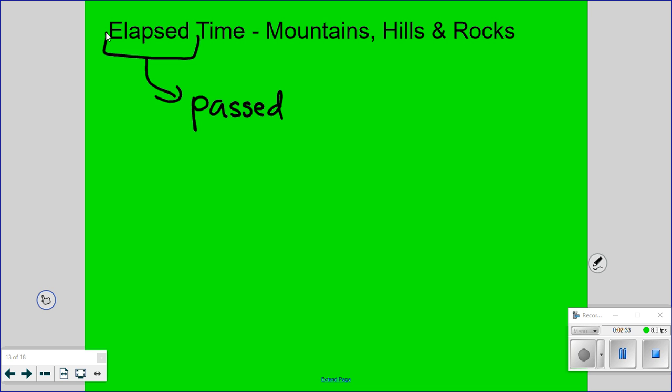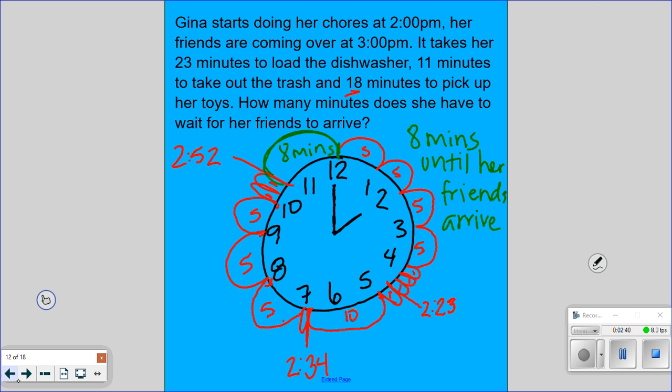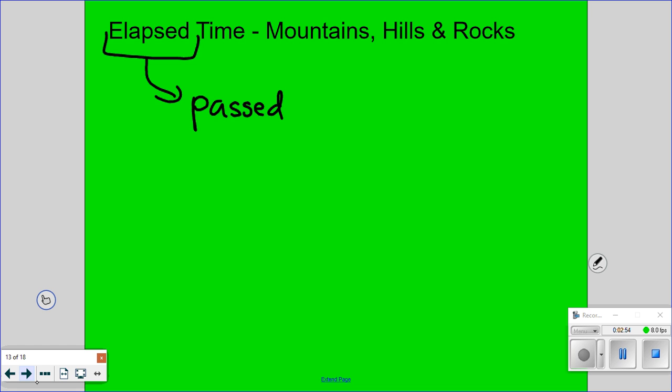So yesterday, when we were looking at elapsed time, we were using the clock as a circle number line to figure out how much time has elapsed. This can be hard sometimes, so I'm going to show you another strategy that you can use. Instead of using a circle number line like the clock, you can just use a regular number line. Go ahead and draw a regular number line in your notebook.